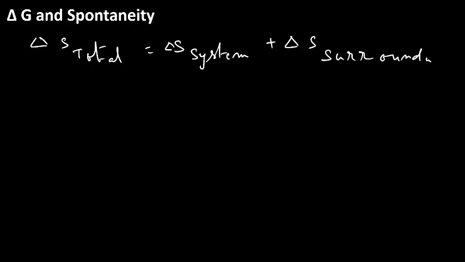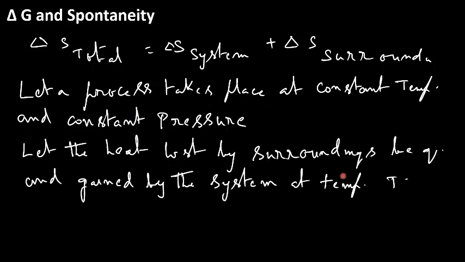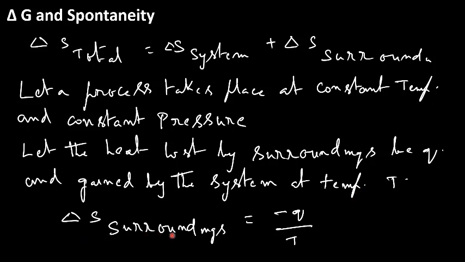Now let us discuss the relation between delta G and spontaneity. Delta G is Gibbs energy. We already studied that delta S total equals delta S system plus delta S surroundings. Now let a process take place at constant temperature and constant pressure. Let the heat lost by surroundings be Q, which is gained by the system at constant temperature T. Therefore, delta S surroundings equals minus Q by T.